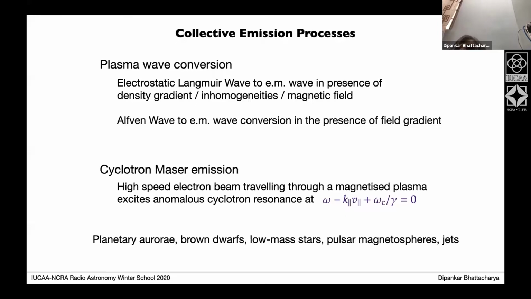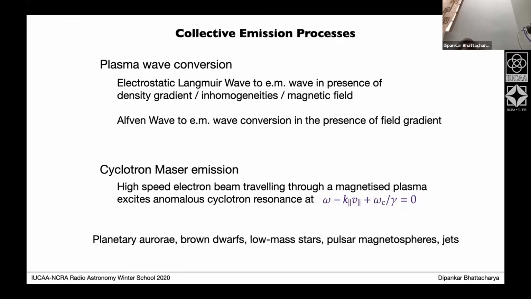The other collective emission processes include plasma waves. So you can take a plasma and then perturb it, and there could be a collective charge density wave which is propagating in a plasma, and on encountering a discontinuity or inhomogeneity, some of that wave energy can convert to electromagnetic radiation. So plasma waves can give rise to electromagnetic radiation when converted at some discontinuity or density gradient or inhomogeneity or magnetic field.